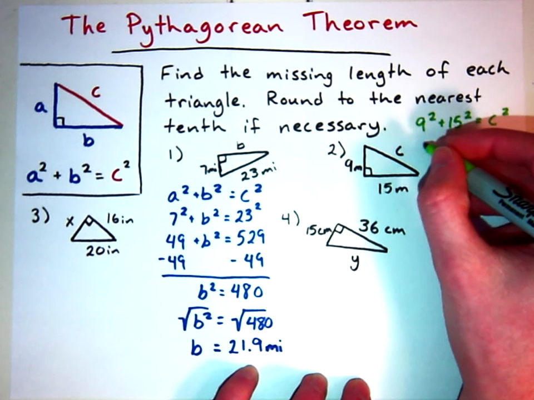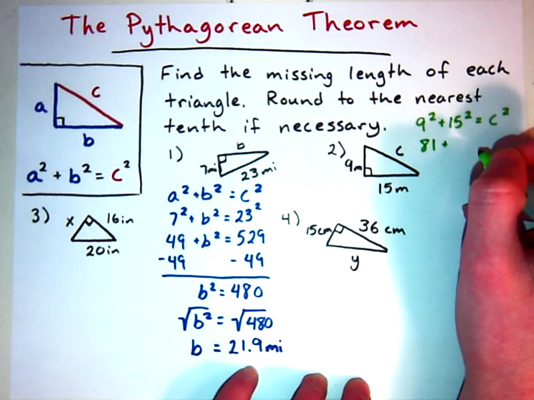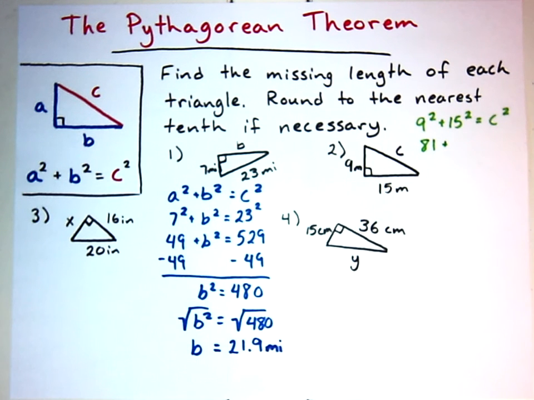Well, 9 squared is 81 plus 15 squared. I don't know 15 squared off the top of my head right now. So let's solve that out.